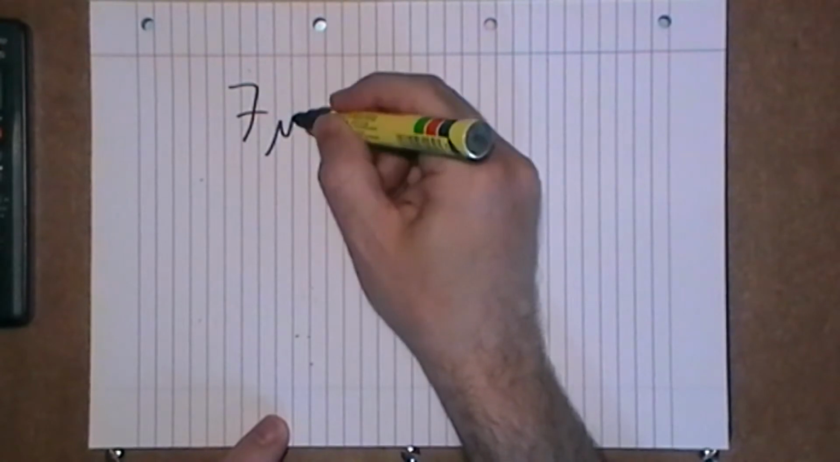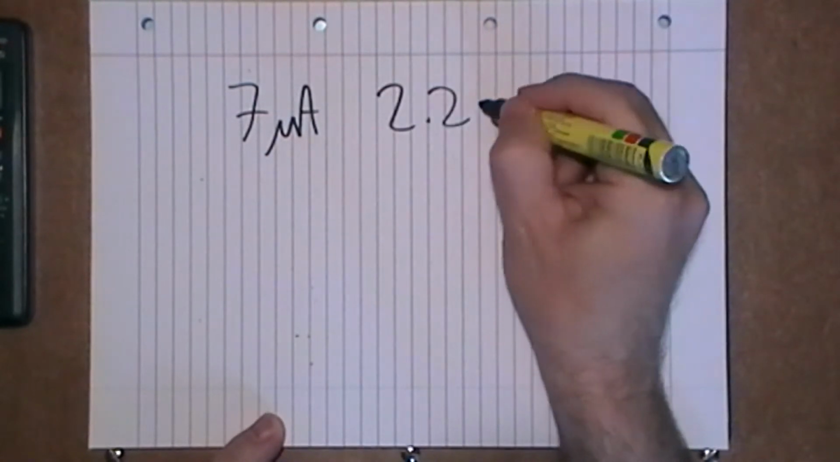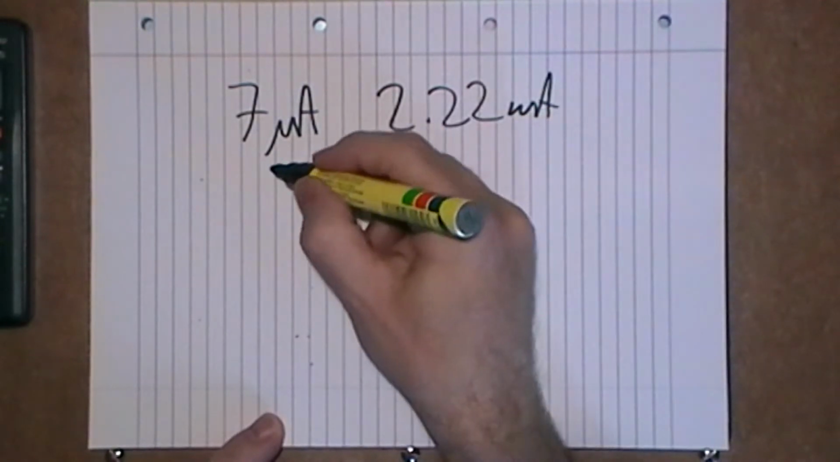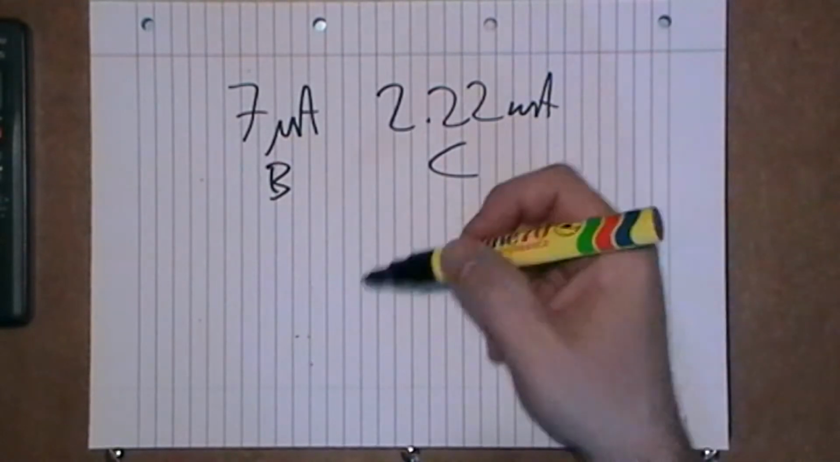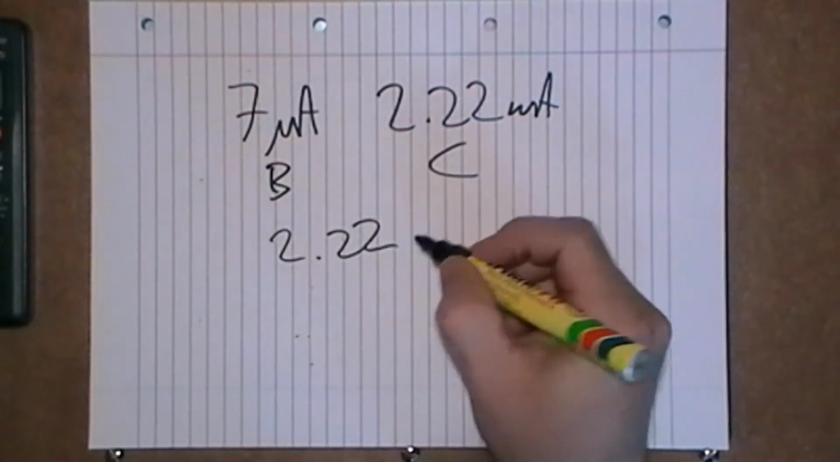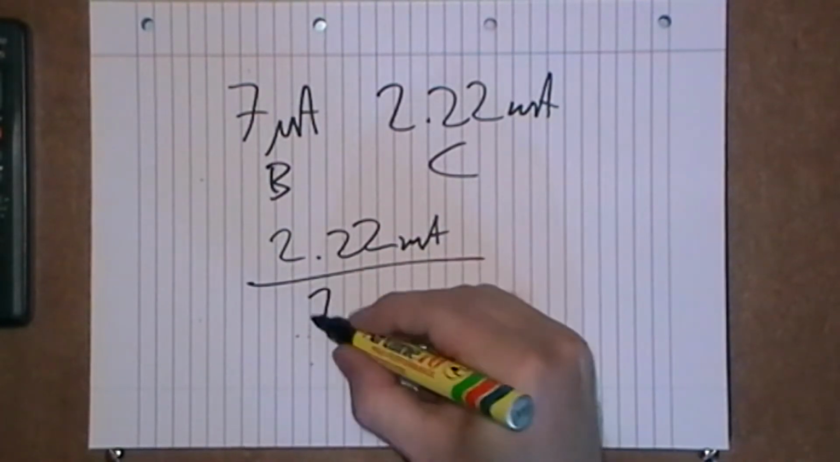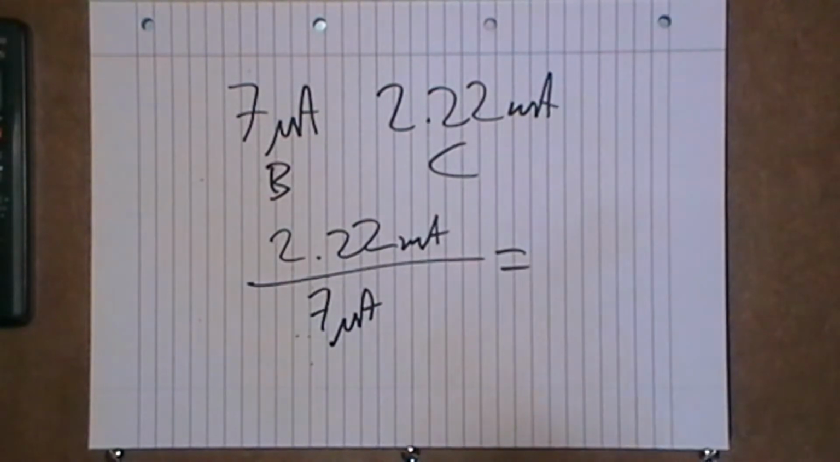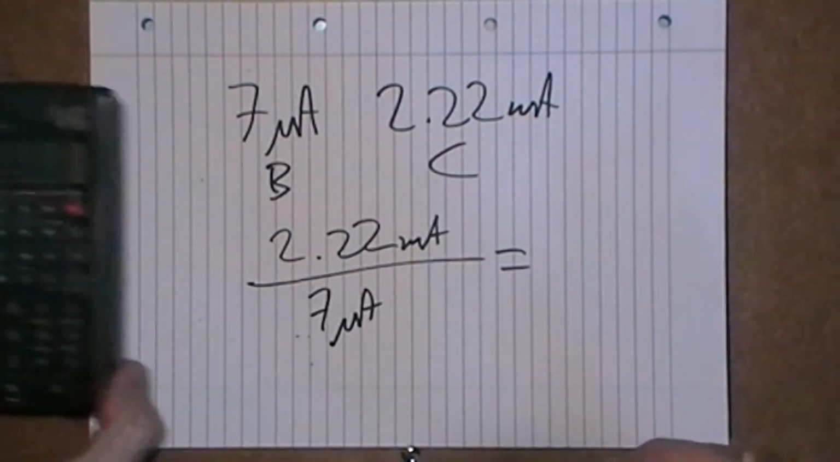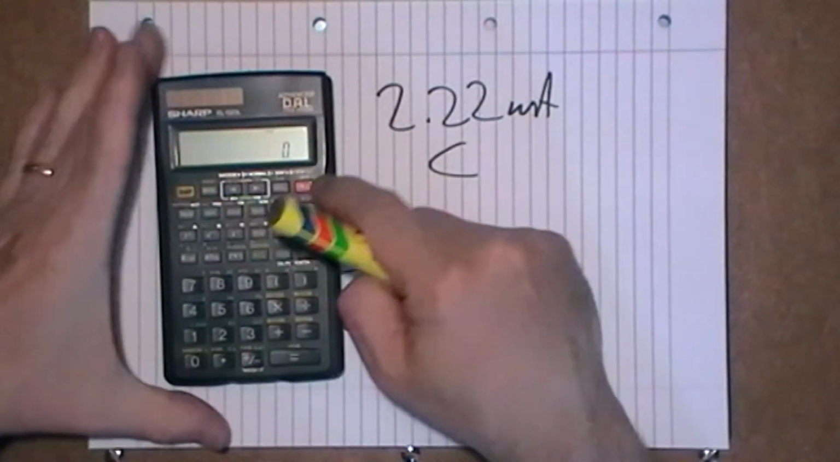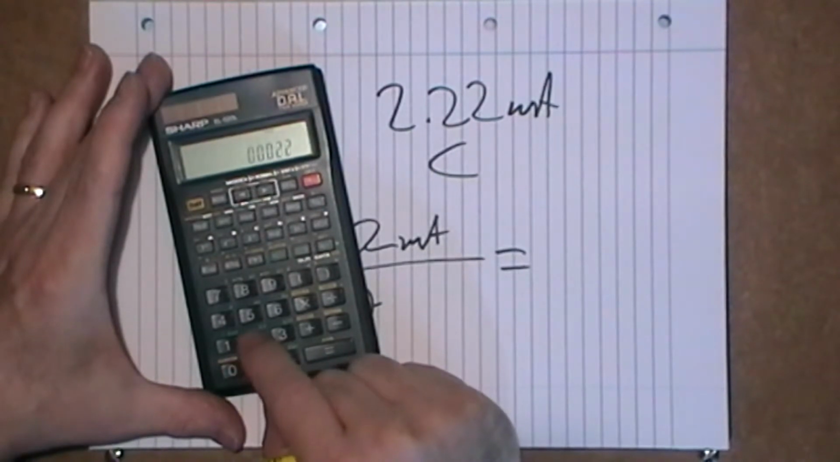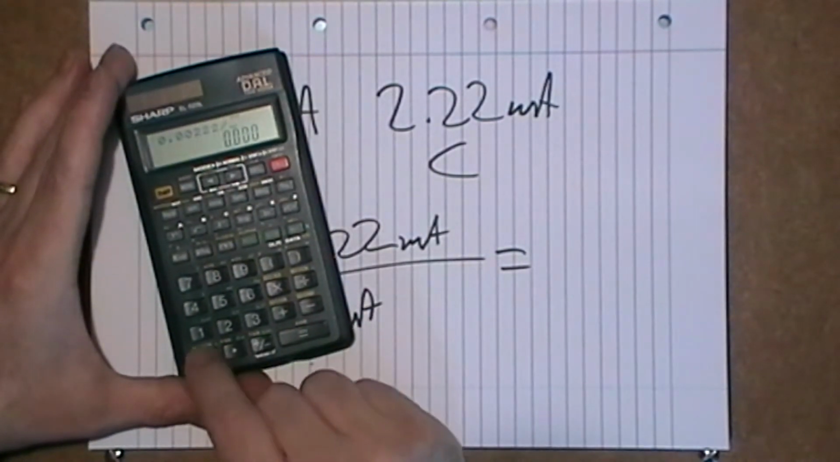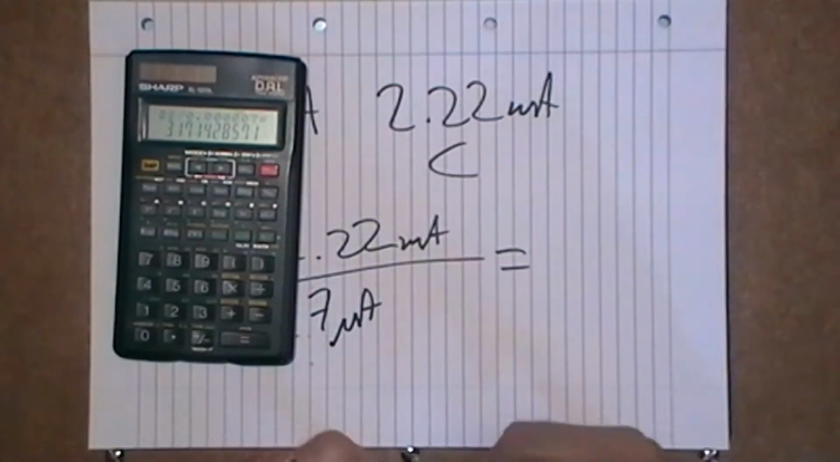Something else I wanted to have a quick look at was the gain if I just looked at the current. I had 7 microamps on the base and 2.22 milliamps on the collector. So that's the base and that's the collector current. I suppose the easiest way is just to divide the collector by the base, and that should tell me how much larger that is than that. So I presume that again is gain, and that is current, so that's 0.0222 divided by the 7 microamps.